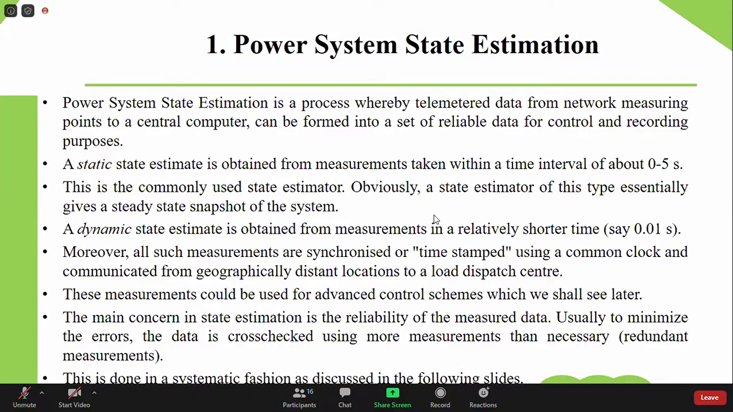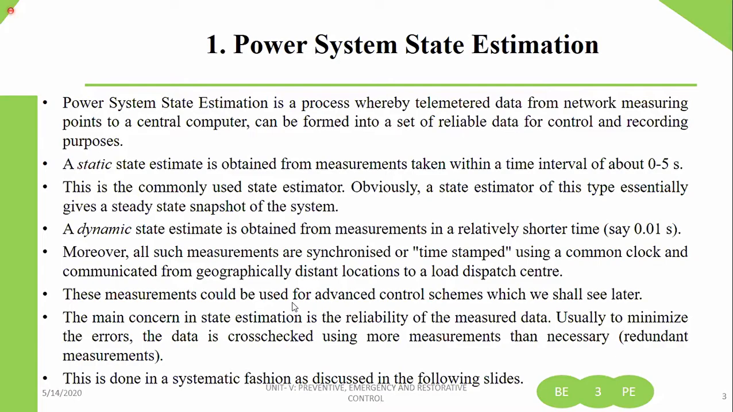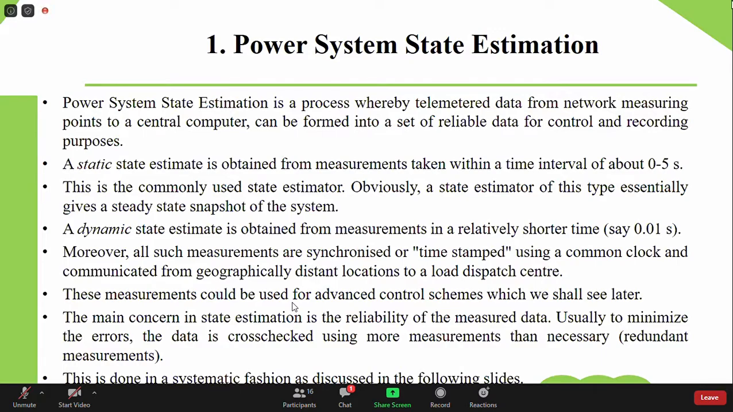First, power system state estimation. What is meant by power system state estimation? There are 2 types, static and dynamic state. But first, let's see what it means. Actually, power system state estimation is a process whereby you collect data from the measuring points and send it to the central computer, where it can be formed into a set of reliable data for controlling and recording purposes.